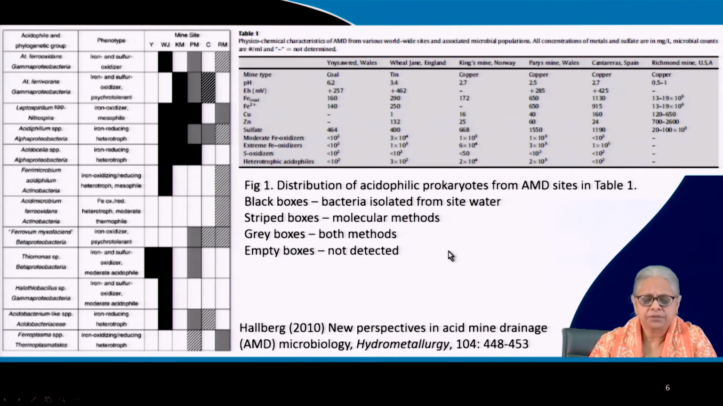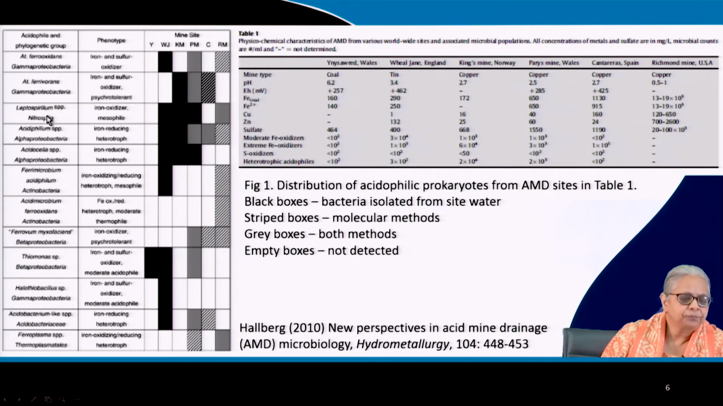The striped boxes are based on molecular methods. The gray boxes include both identification of individual species as well as molecular methods used for identification, and the empty boxes indicate there was no detection of those particular groups of microorganisms. So you can see a large number of microorganisms that are iron-oxidizing bacteria. So you can see their concentrations listed in the table.